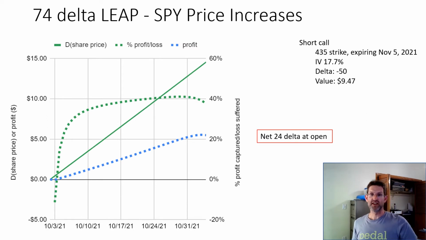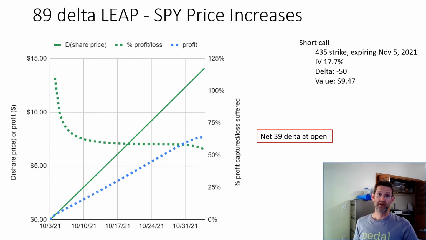Now let's look at a 74 delta LEAP. This position is 24 net delta when I open it, and it reliably captures about 40% of the increase in the underlying. Now let's check the performance of the 89 delta LEAP, which gives us net 39 deltas. This is definitely more directional to the upside than the first 2 cases. It's about like having 40 shares of stock. But you can see we capture 50 to 60% of the available increase in the share price.